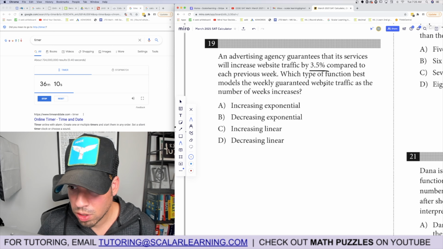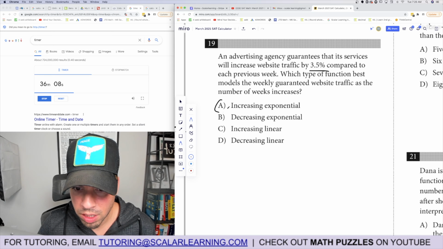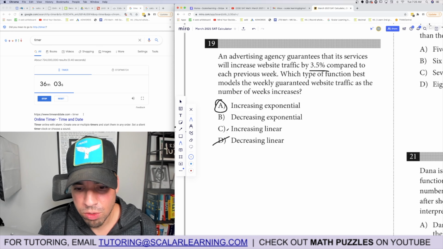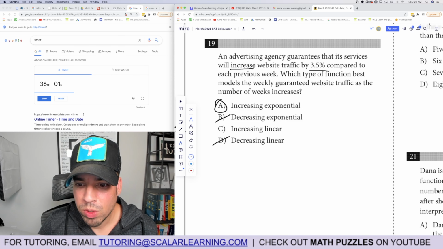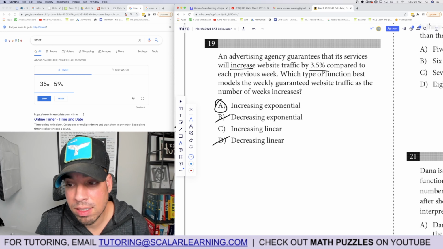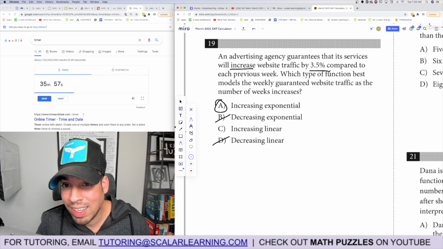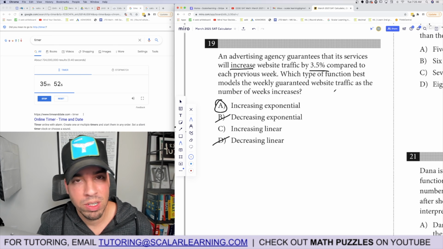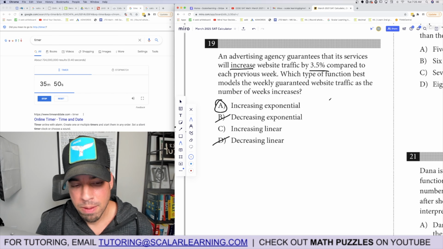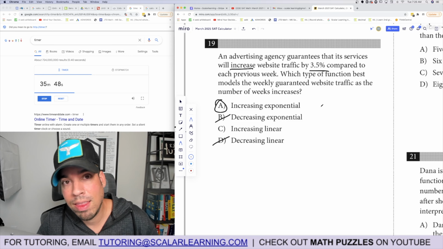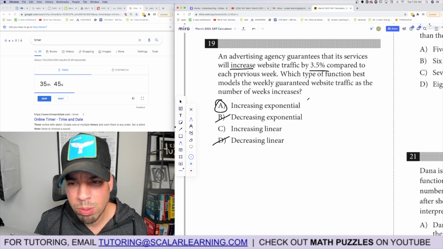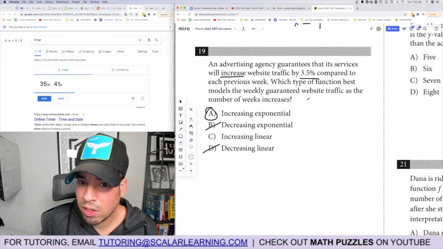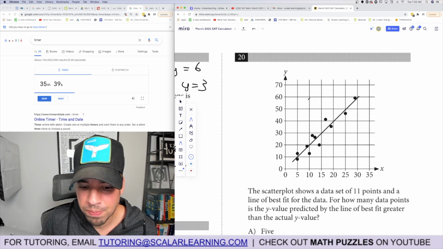Which best models the guaranteed traffic? Okay, increasing exponential. That's it. The reason why it's obviously not decreasing, it's increasing. The reason why it's not linear is because if it was 3.5% compared to like the first week, then it'd be a set amount every time. But this is 3.5% compared to each previous week. So let's say we have 100. Now we have 103.5. Then it's 3.5% of 103.5. So it's actually growing exponentially, because that growth amount keeps changing and increasing.